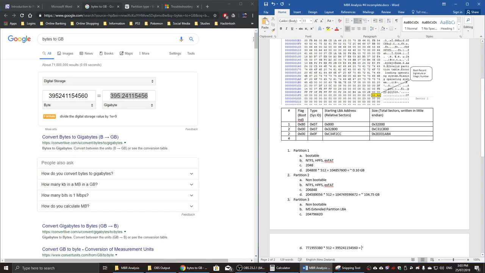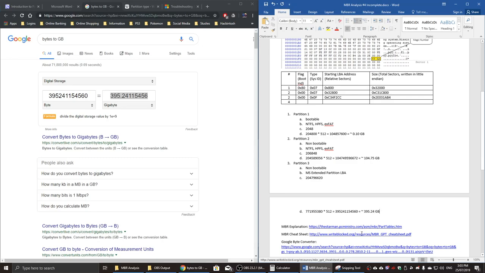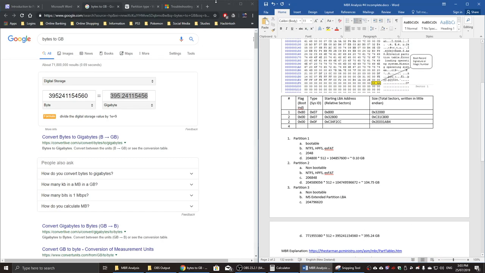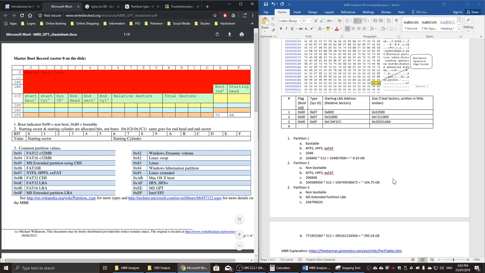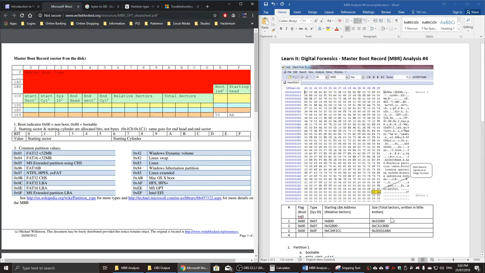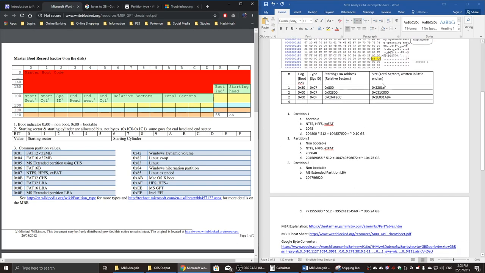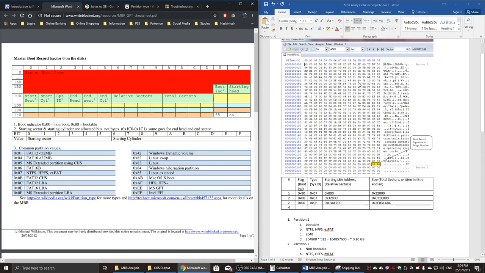So roughly about 395.24 gigabytes. So that was another MBR analysis done and dusted. So you can see that this is a very unique disk. It's got quite large partitions. This is a bootable partition, so I'm presuming that this has boot data, and this is the data partition, there's another data partition, which are very large, and this is of one logical disk.